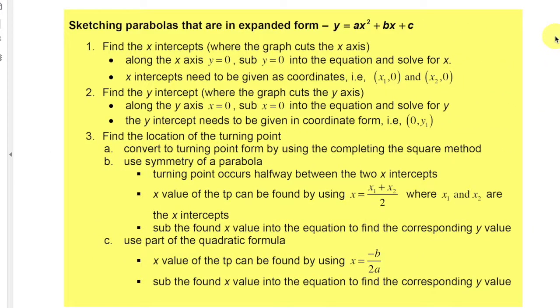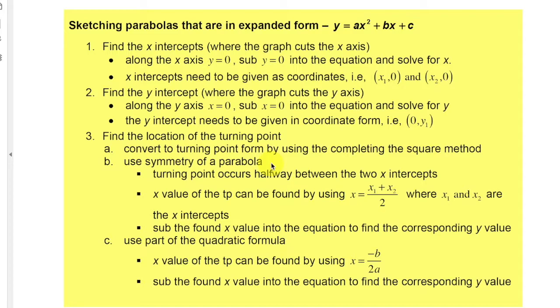Parabolas in expanded form. For the x-intercepts, just make y equal to 0 and solve for x, and that will produce our x-intercepts that we always have to list as a set of pairs. Y-intercept, make x equals 0, sub that in, and again you express it like so. Location of the turning point. We could either convert into turning point form using the completing the square method, or we can use symmetry of the parabola.